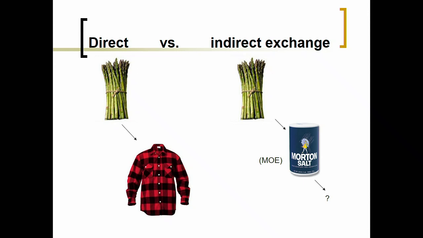If you're someone who sells salt, you're in a much better position. A lot of people want salt, especially in a medieval village where it's the only spice, or the only seasoning you can have. So if you're an asparagus farmer, you can either go for the shirt, or you can say, oh, a lot of people like salt, I'll trade for salt. It's much easier to do. And then I'll use that salt to buy whatever I'm looking for.